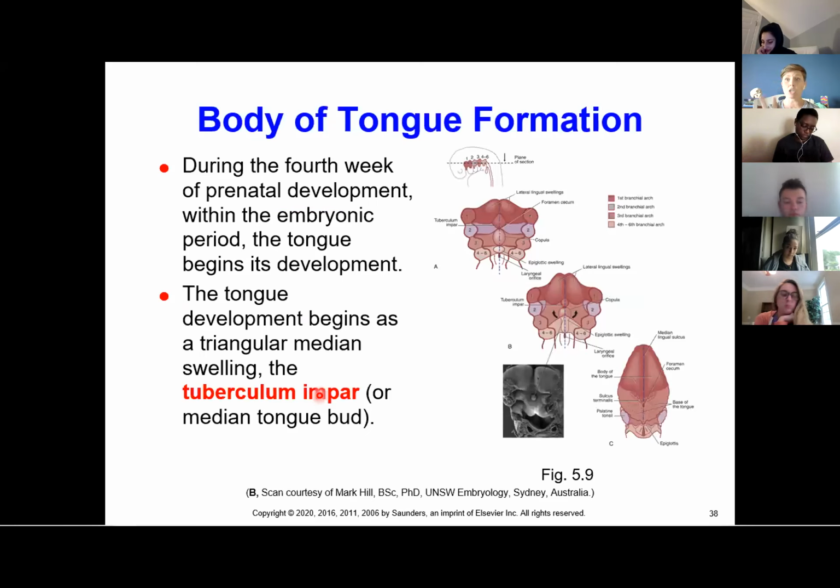So here are your branchial arches or your pharyngeal arches again. During the 4th week, the tongue begins to develop. This is the body of the tongue. The tongue development starts as a triangular median swelling, the tuberculum impar, also known as the median tongue bud.